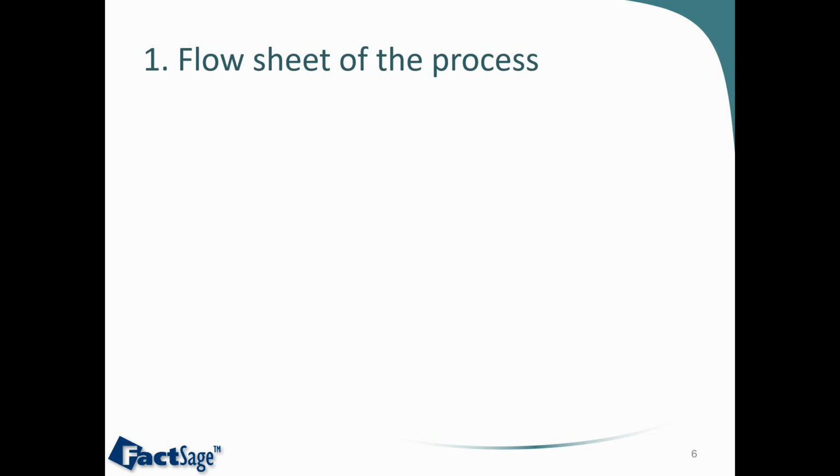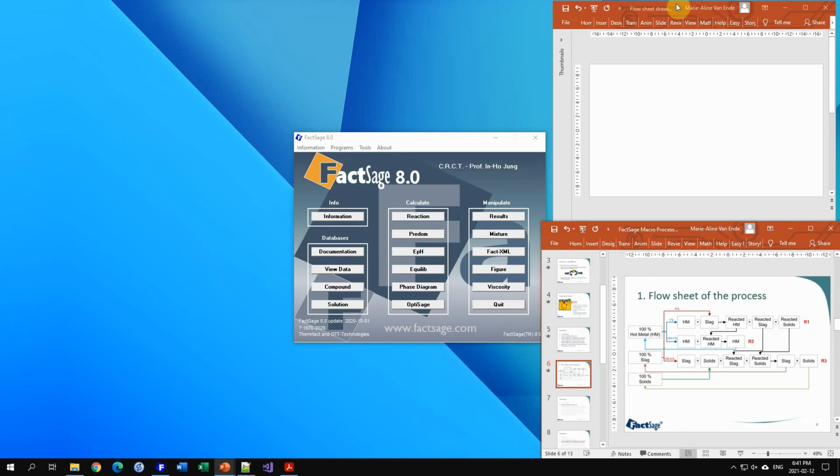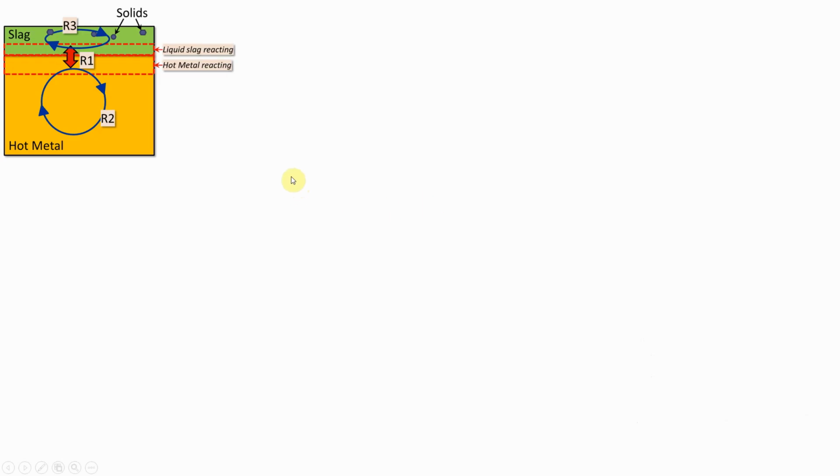So let's draw the flow sheet. I will go to PowerPoint here, another PowerPoint, to draw it from the ground up on a slide. Okay, so let's try this. So I have copied here the process scheme, so it will be easier to remember the reactions. So we have 3 phases in the system that will be represented by streams in the macro code. So we have the hot metal phase, the liquid slag, and the solids. So these are the 3 streams that we have to initialize and for which we have to define the initial amount, composition, and temperature in the Excel worksheet. So this is our starting point for the process.